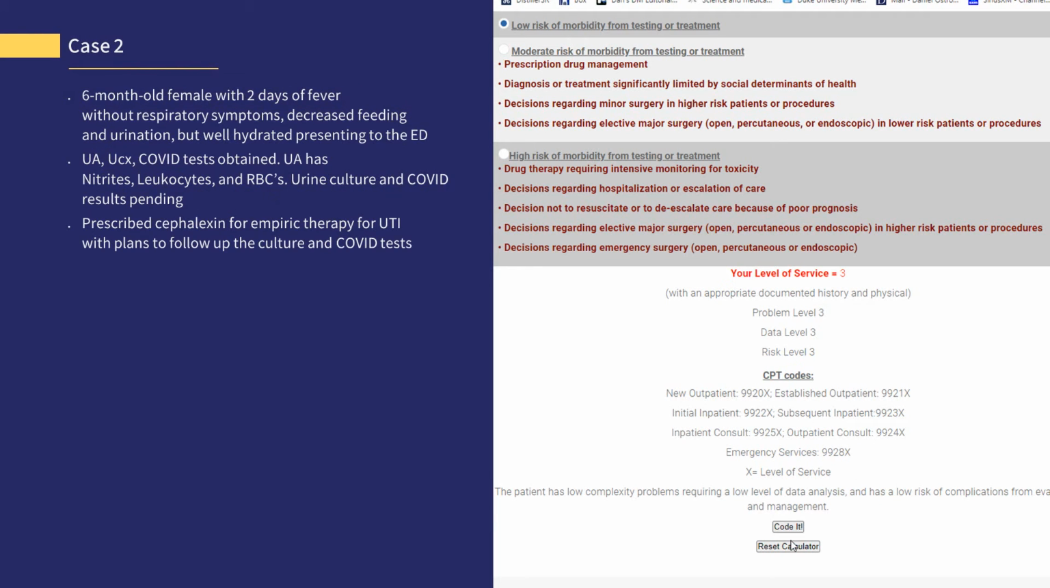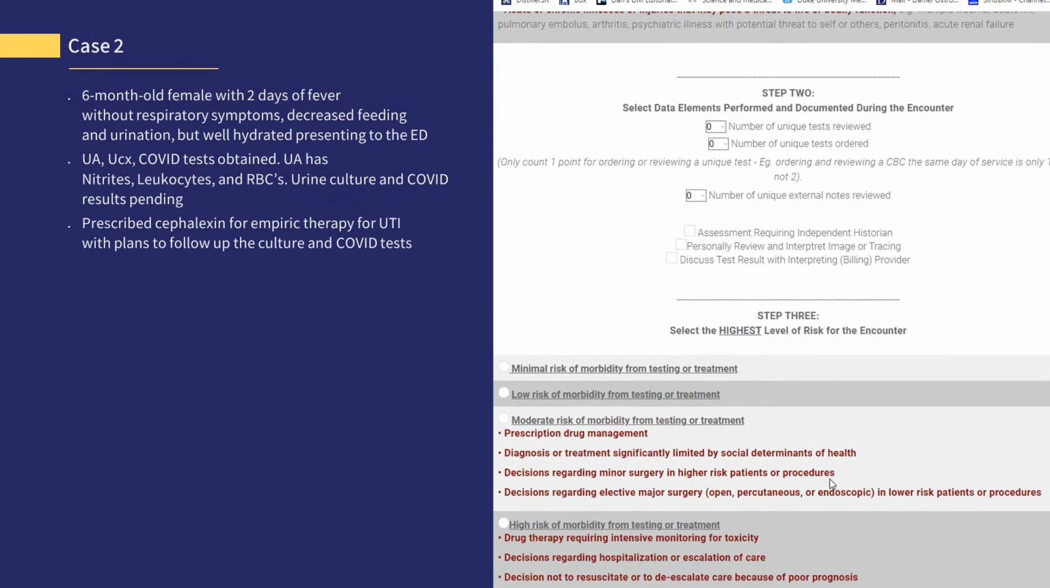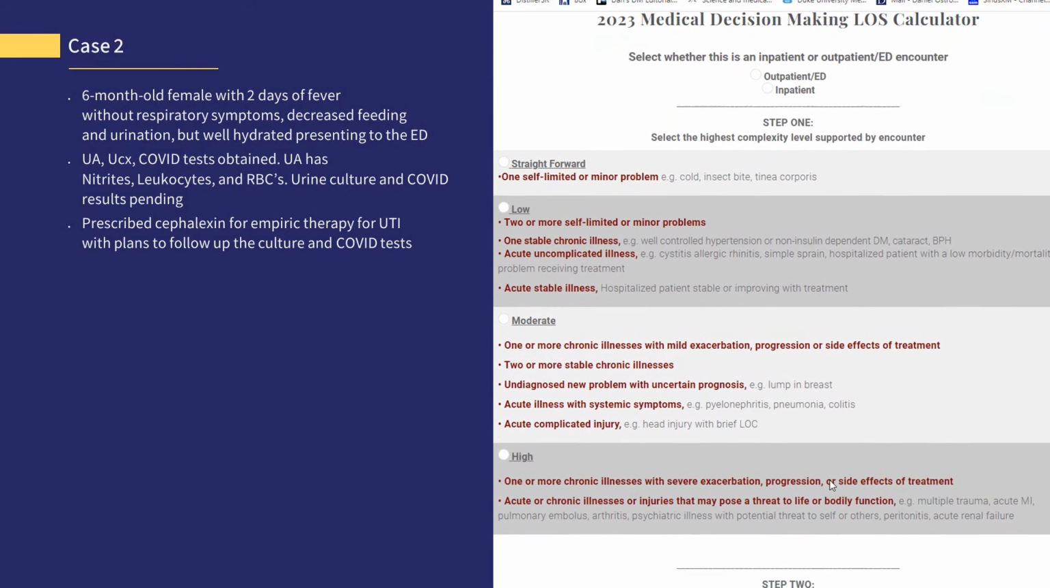Case 2 is a 6-month-old female with 2 days of fever without respiratory symptoms, decreased feeding and urination, but well hydrated, presenting to the emergency department. A urinalysis, urine culture, and COVID test are obtained. The urinalysis has nitrites, leukocytes, and red blood cells. Culture and COVID results are pending.